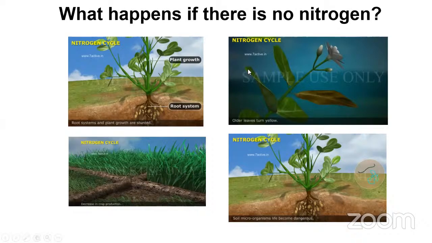So when there is no nitrogen in the atmosphere, it impacts almost everybody, starting from the plant, resulting in reduced and stunted growth of the root, yellowing of older leaves of the plant, reduced crop production, as well as reduced growth of microorganisms. The life of soil microorganisms which are dependent on atmospheric nitrogen will be at stake.